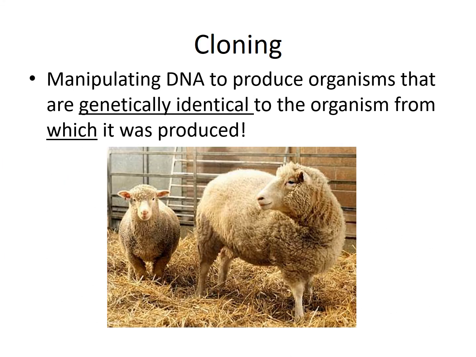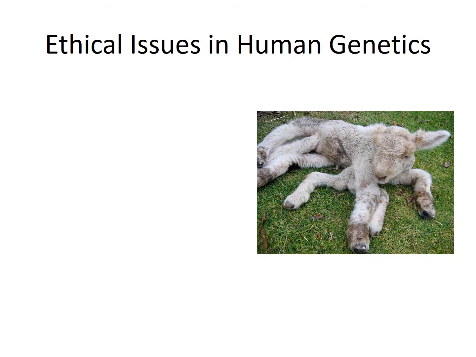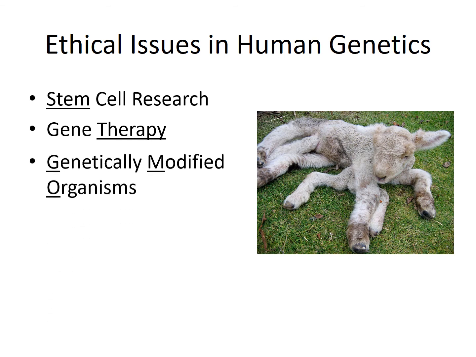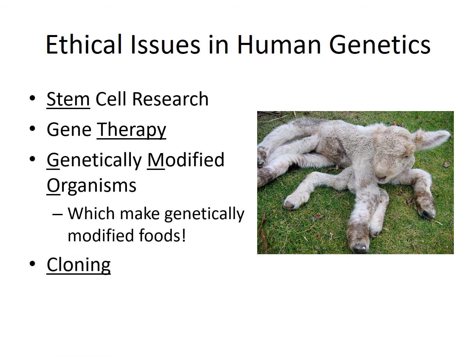So cloning. Cloning is when we manipulate DNA. Cloning is not that we try to get somebody in the machine and we make them, oh my goodness, boom, pop up here. No, these are genetically identical to the organism from which they're produced. So there are some ethical issues inside human genetics: stem cell research, gene therapy, GMOs, cloning. Sometimes some humans don't agree with it because look at this. If we do something wrong, look at this right here. Yes, we call him the spider sheep. Look at him. That's crazy. Like all them legs. What were we doing? Imagine that walking.